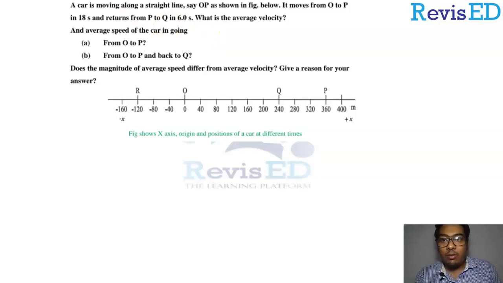Okay, let's read out the problem. A car is moving along a straight line, say OP, as shown in the figure below. It moves from O to P in 18 seconds and then returns from P to Q in 6 seconds, right? Then what is the average velocity? It's from O to P, and then back to Q.